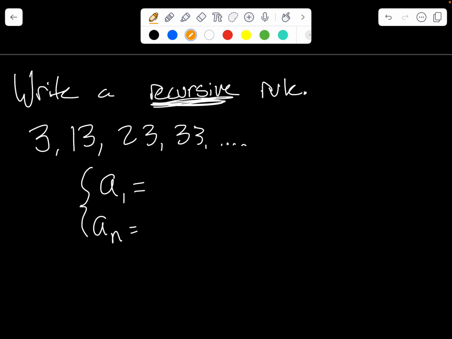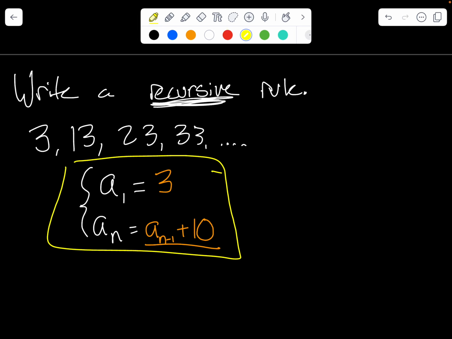Well, we state our first term. Okay, my first term is 3. And then in this line, we say how do we get the next ones? Well, we have to take the previous term. So that would mean a sub n minus 1. That's how we say take the previous term. And we would add 10 to it. This right here would be considered a recursive rule.